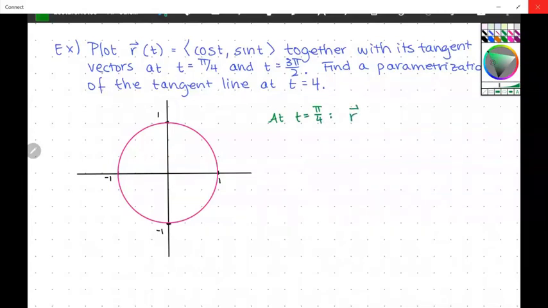Tangent should make us think about derivative. We are going to find the derivative. So what is the derivative of r of t? Negative sine, cosine. So then if we evaluate it at pi over 4, we know we're going to get negative root 2 over 2, root 2 over 2.